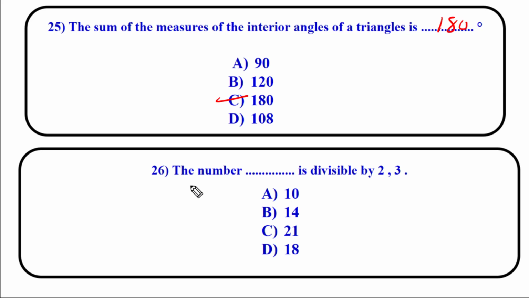Number 26, the number that is divisible by 2 and 3. To find this number, just check each number here. 10 is divisible by 2 but is not divisible by 3. 14 is an even number, is divisible by 2 and is not divisible by 3. But 21 is divisible by 3 and is not divisible by 2 because it's an odd number. The last number is 18. 18 is divisible by 2, it's easy, equals 9, and 18 is divisible by 3, guys, equals what? Yes, equals 6. So the correct answer here is D. So the number 18 is divisible by 2 and 3.